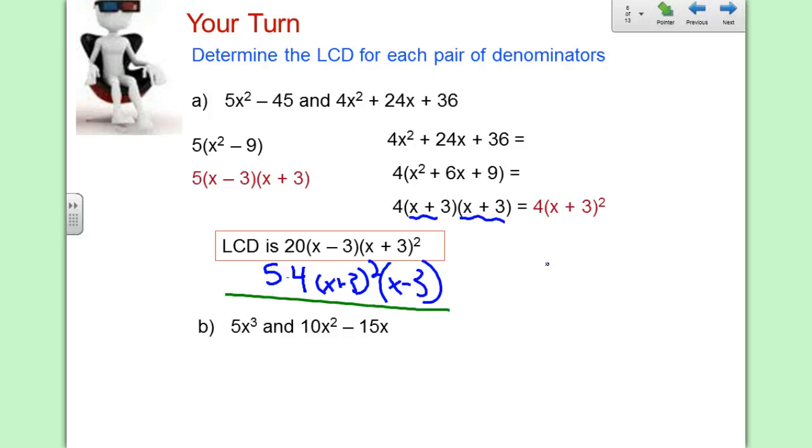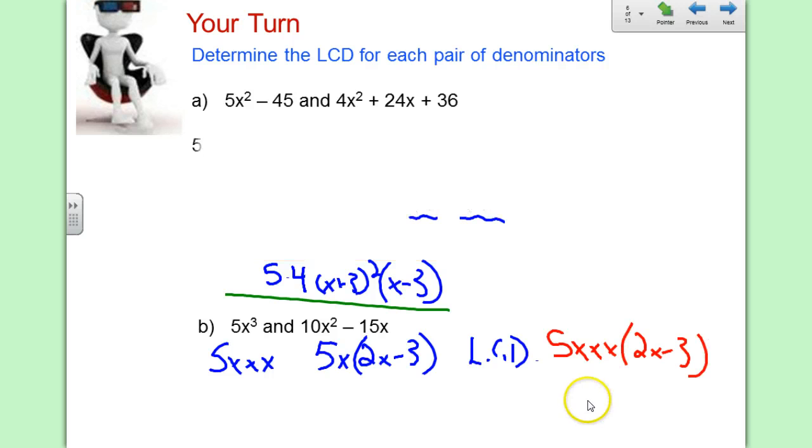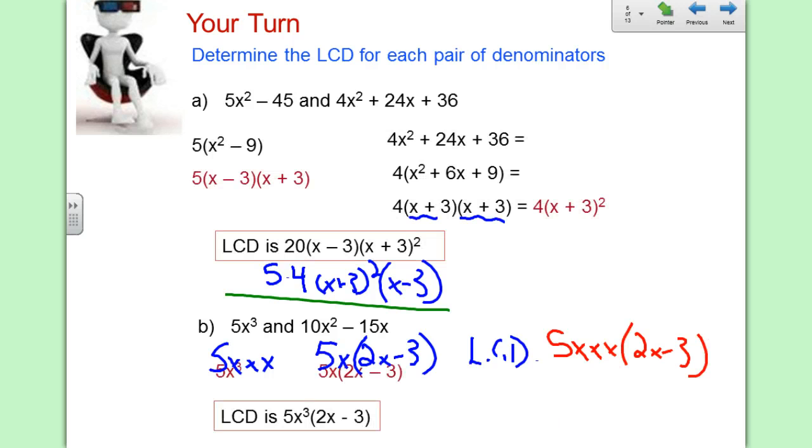Okay? And in the second one, again, you can factor it out, and I'll do this slower. This is a 5, 1, 2, 3 x's. This, if I take out a 5 and an x, I'm left with 2x minus 3. So what pieces do I need? What is my lowest common denominator? Well, let's look and see. What's the smallest? I need to have a 5. I'm going to have at least 3 x's to build that first denominator. And I need to have a 2x minus 3. Those are the pieces that I need to build this denominator. And that's what you've got.